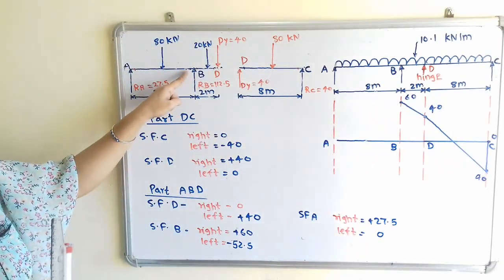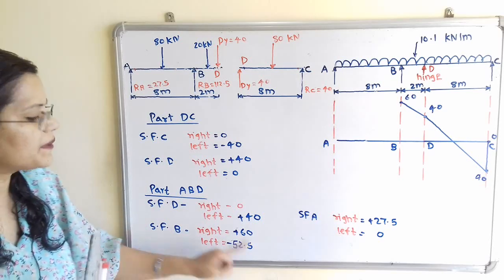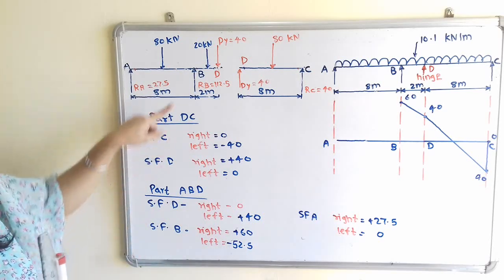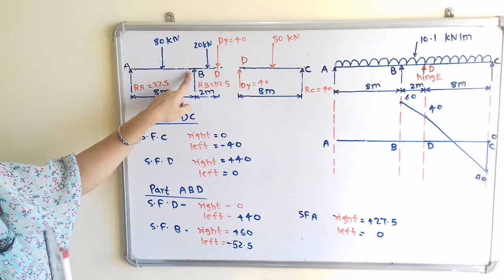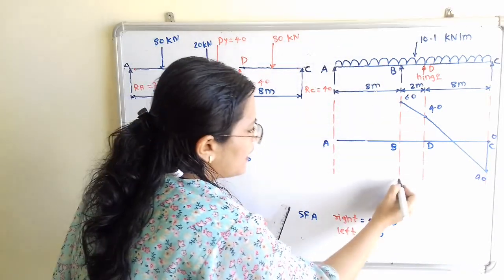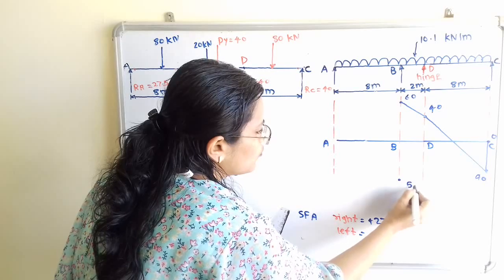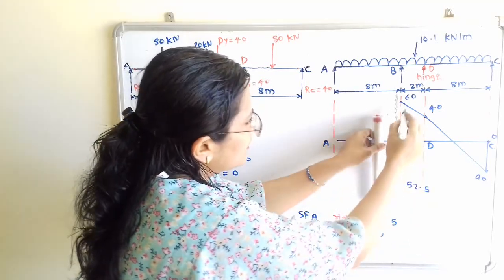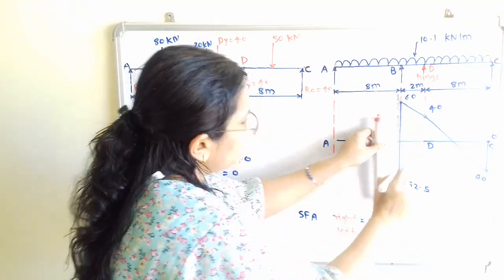Then we will move to the left hand side. So it is minus 52.5. So we have to show on the same line because these 2 points are nearer to the point B. So on the same line I will show here 52.5 and we will connect this 60 and 52.5.